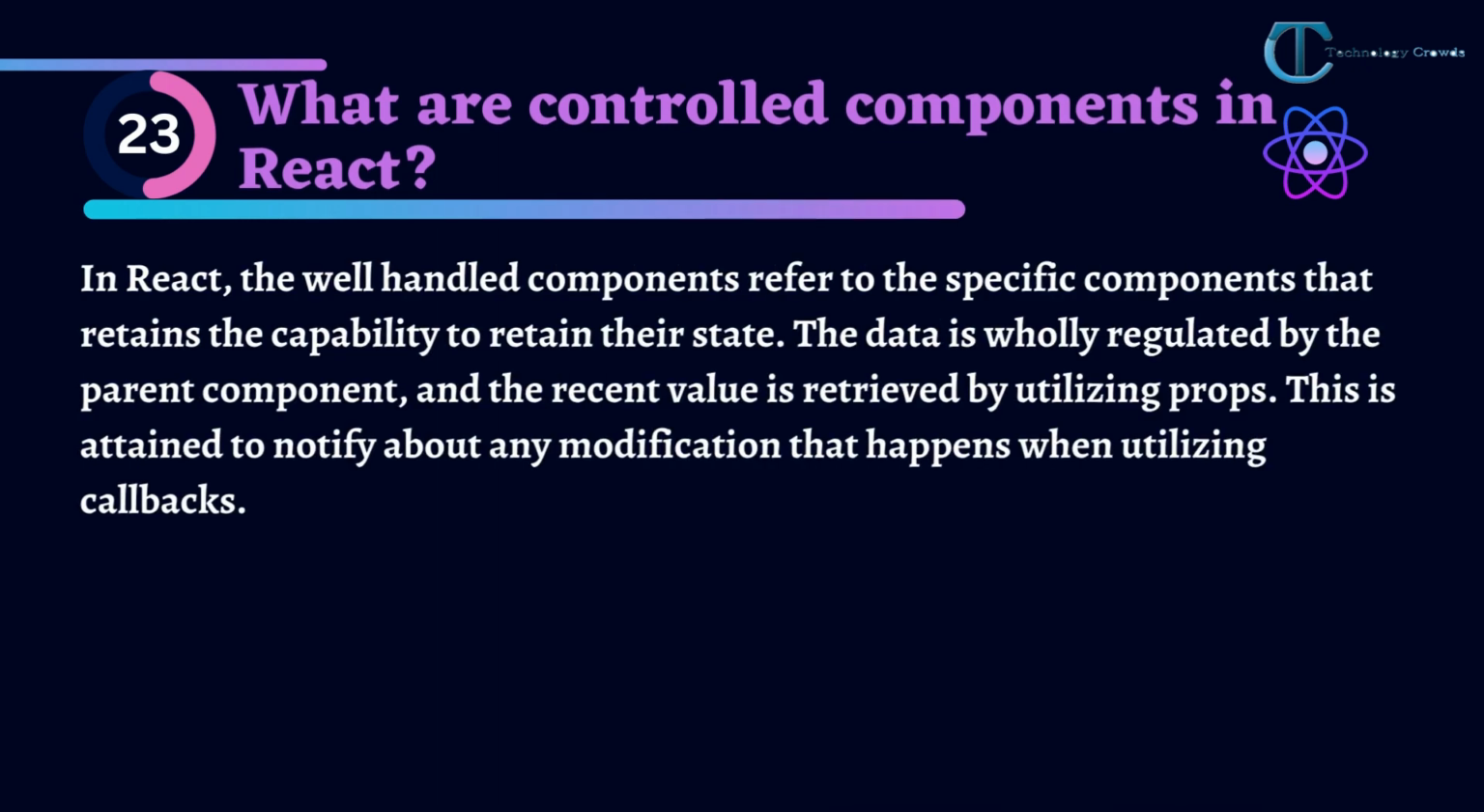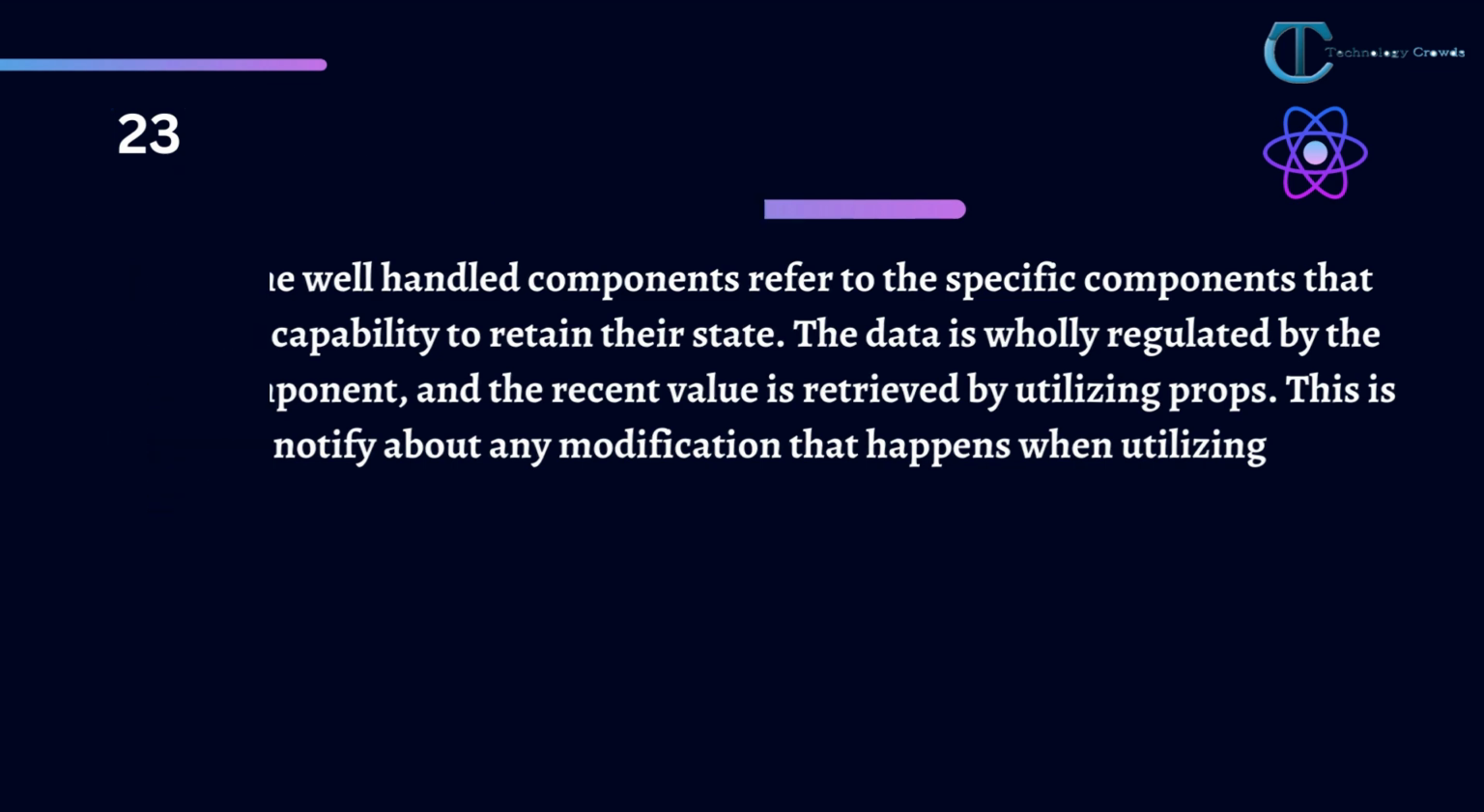23. What are controlled components in React? In React, controlled components refer to the specific components that have the capability to retain their state. The data is wholly regulated by the parent component, and the recent value is retrieved by utilizing props. This is attained to notify about any modification that happens when utilizing callbacks.